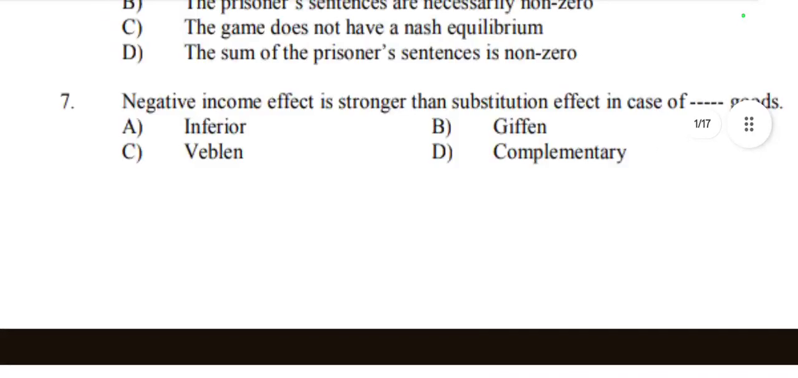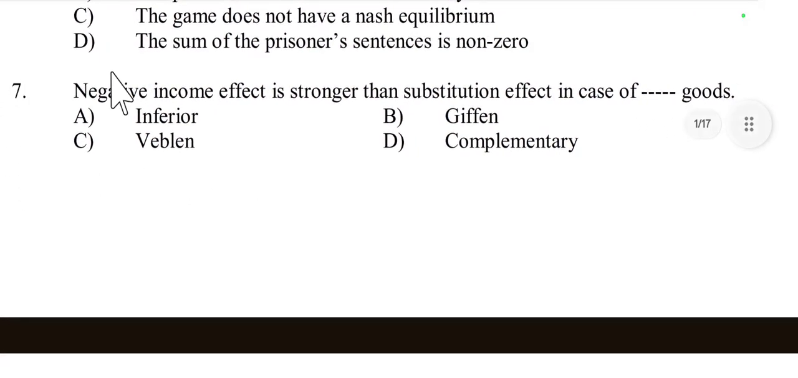And then question number 7. Negative income effect is stronger than substitution effect in case of which goods: normal goods, inferior goods, Giffen goods, Veblen goods, or complementary goods? So here, in Giffen goods, negative income effect is stronger than substitution effect.